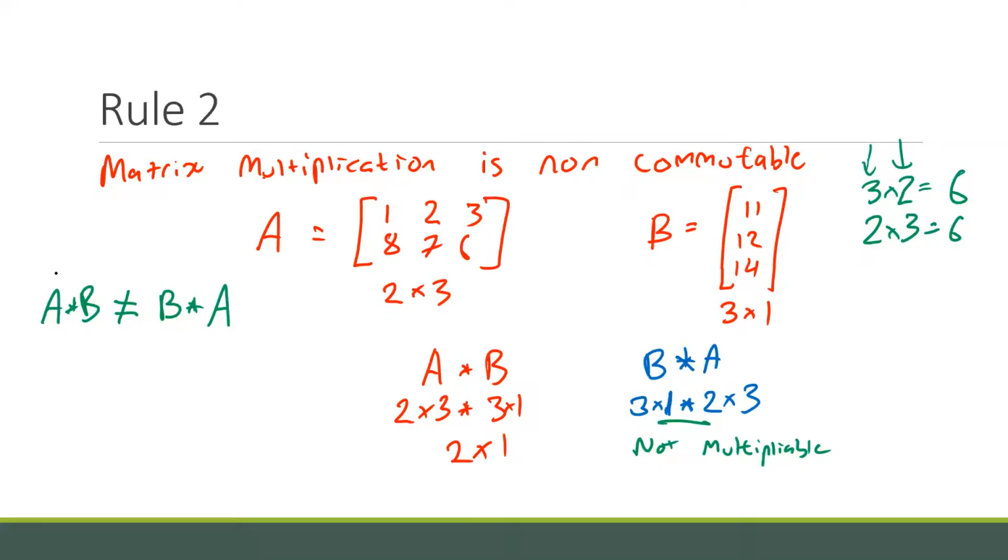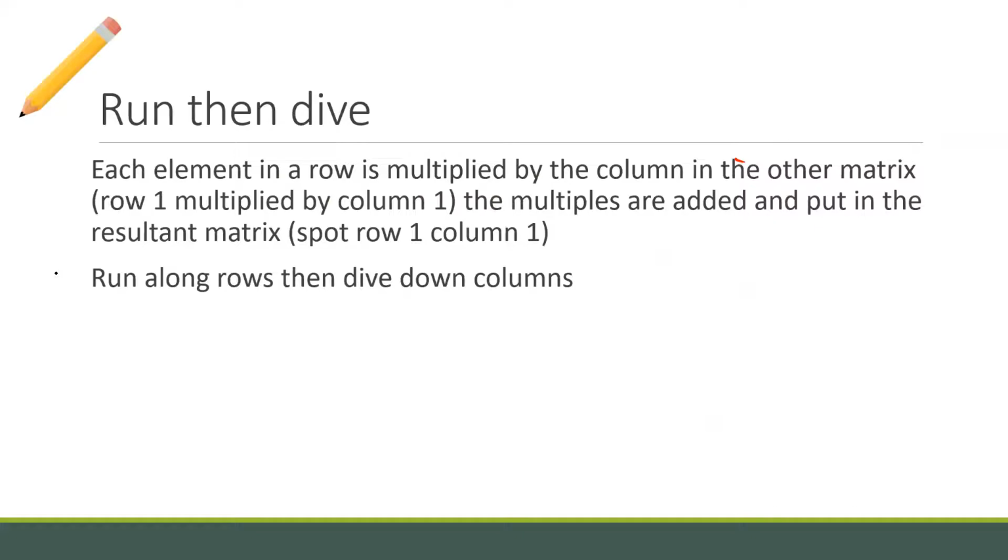Now let's actually do some matrix multiplication. How do you do that? Each element in a row is multiplied by the column in the other matrix. So row 1 is multiplied by column 1. Then row 2, and the multiples are added and put in the resultant matrix, spot 1, column 1. Most people call this the run along rows and dive along columns, or the run then dive method.